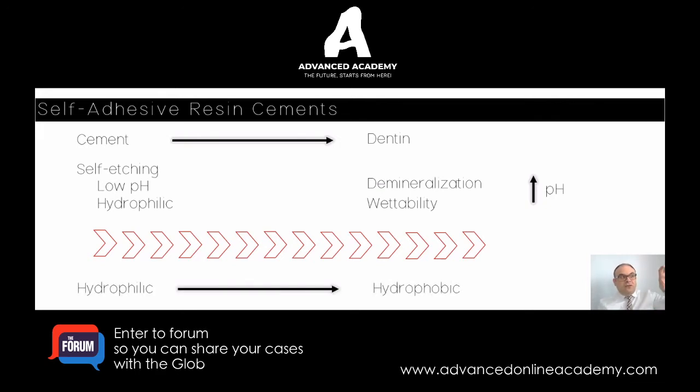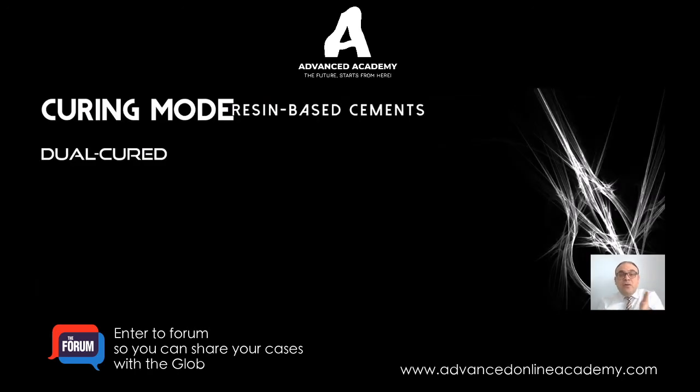So initially the cement was hydrophilic, so it can penetrate deep into the dentin. Once it hit the tooth structure, the pH went up. The cement changes to become a hydrophobic material, because I don't want it to be hydrophilic now. I want it to become water resistant, so that it doesn't become soluble. So it needs to become hydrophobic. Okay, so that's how these resin cements, the self-adhesive resin cements, work.